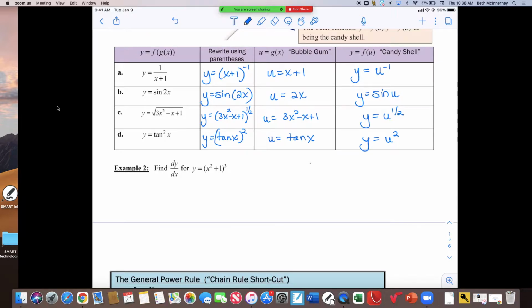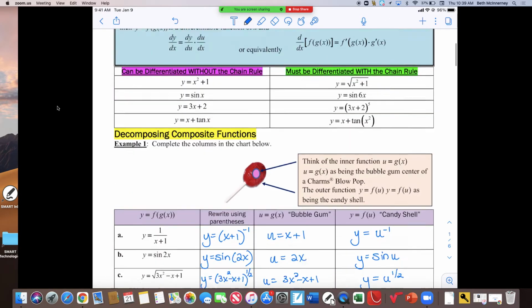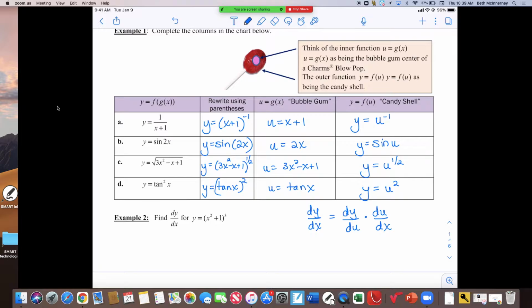Okay, so now watch this. I want you to write this over here to the right. dy dx is equal to dy du times du dx. This is what was up in that blue box up there. What I want you to identify here is that if I do dy du times du dx, the du's cancel, and that will give me dy dx.